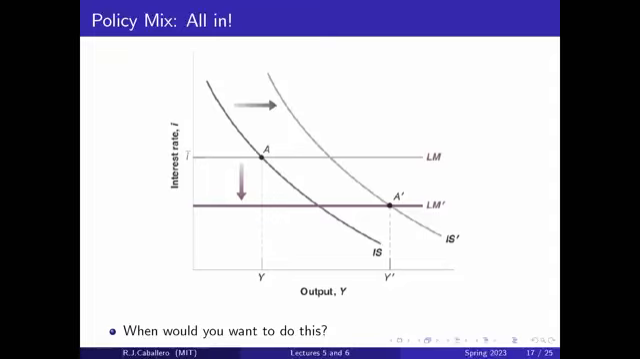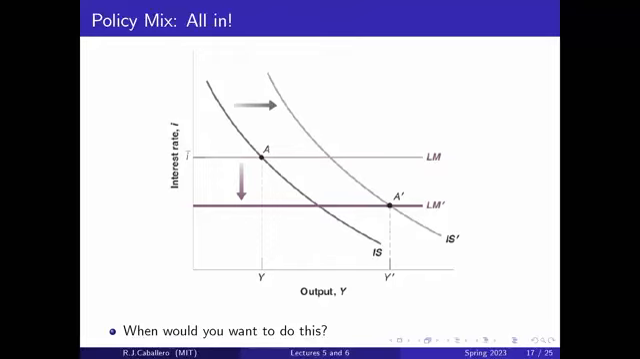This I'm calling all in. What am I representing there, in that diagram? I'm saying all that you see in that diagram is the result of a macroeconomic policy decision. Exactly, that's the reason I'm calling it all in.